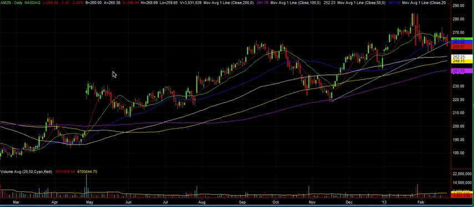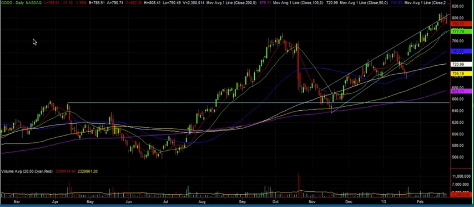For Amazon here, getting bearish on Amazon. We were bullish, we were bearish, and now we're bearish again. Here we were breaking the upward trend line. We broke the 50-day moving average. Now I'm looking for the 252 as our next target on Amazon.